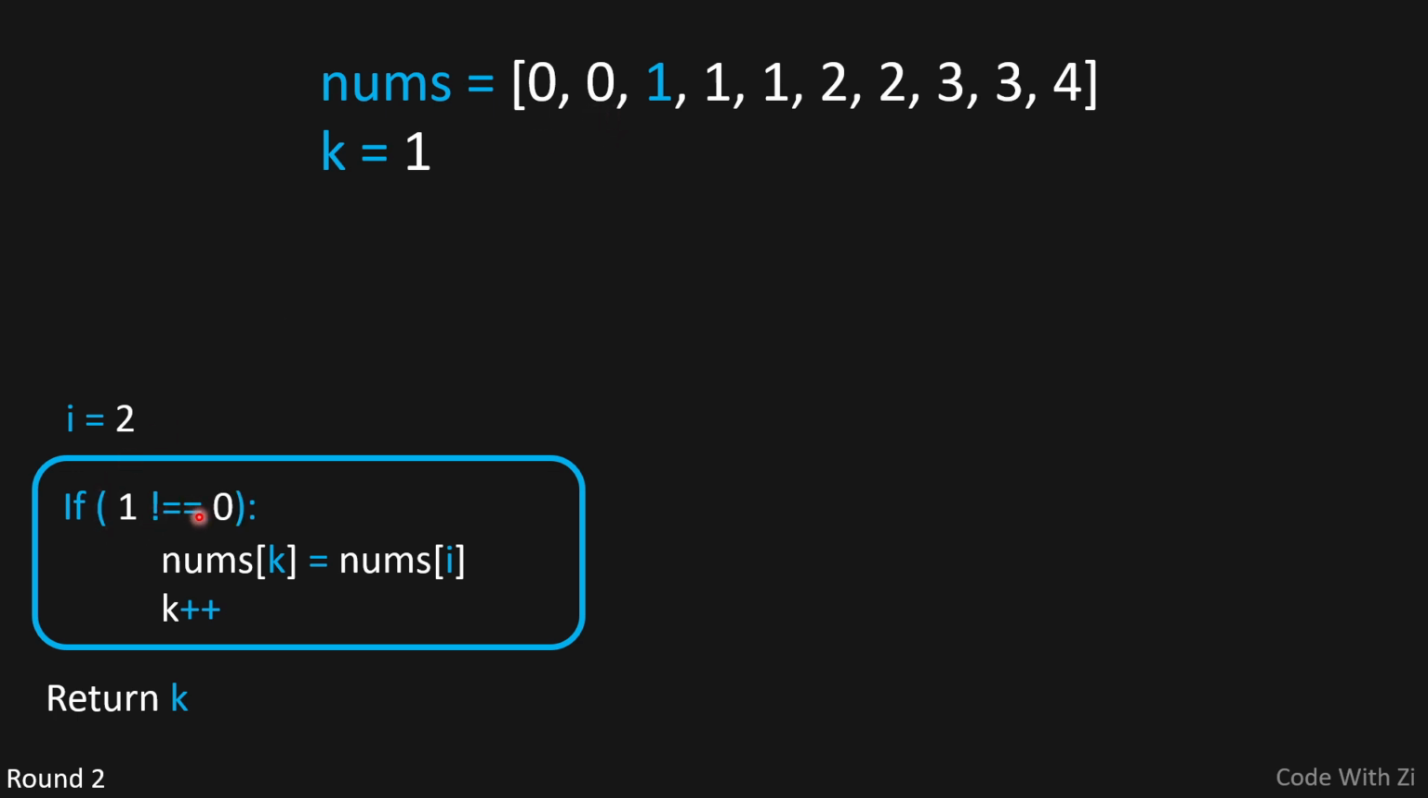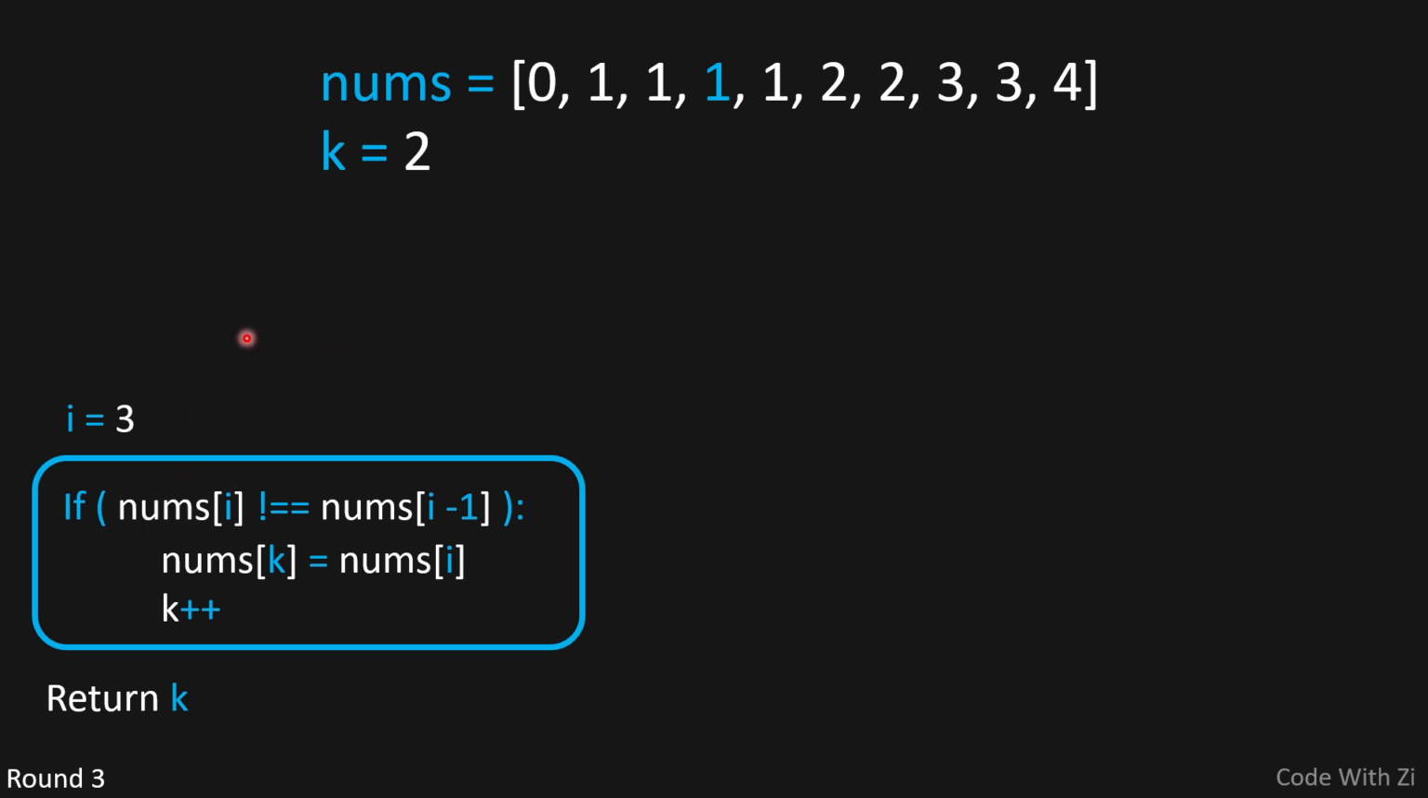Well, they're not equal. So we're gonna enter this if statement, and we're gonna say the number at the index of k, meaning the number inside of our numbers array at the index of 1, should be equal to 1. And this is the number with the index of 1. So the 0 has to be 1 because we just said this should be equal to 1. And then after we're done with this, we're gonna increment our k. So k is gonna become 2, and then we're gonna enter our third round.